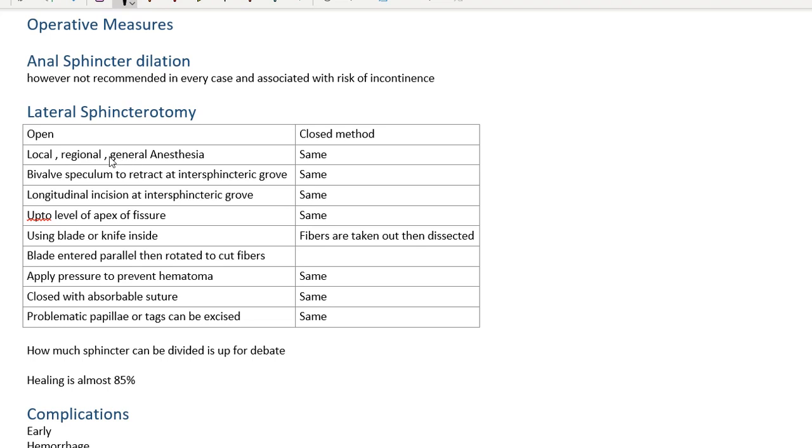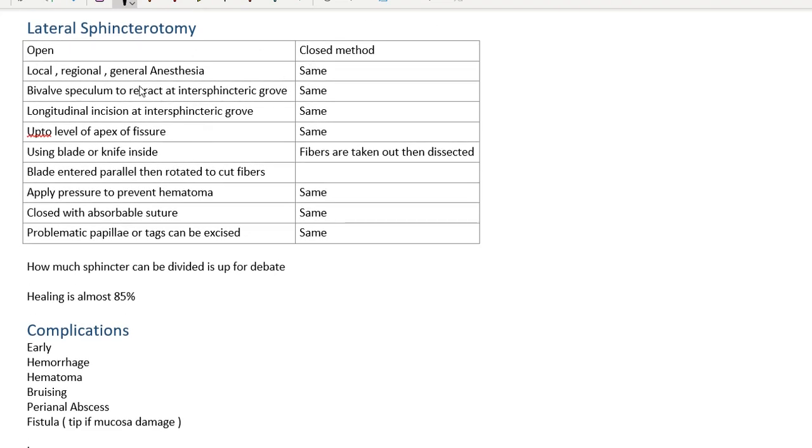What is used nowadays is called lateral sphincterotomy. There are two techniques: an open method and a closed method. Almost all the steps are the same. You are going to perform it in two positions. First is the lithotomy position, and second is the prone jackknife position. In open, you can do the procedure in local, regional, or general anesthesia. Same for the closed method.